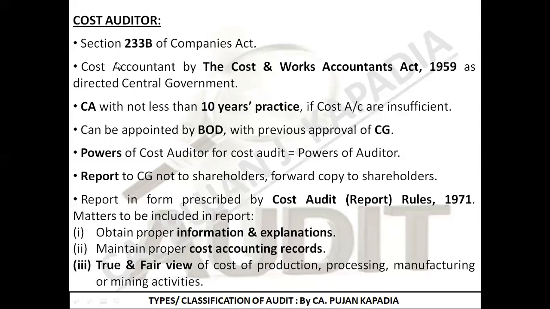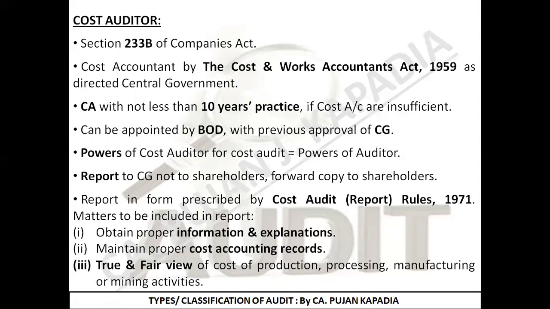So any ICWA or CMA professional, technically we are going to call them a cost accountant, who is qualified under the Cost and Works Accountants Act 1959. If not, if there is insufficiency, for example, there is a requirement of 10 lakh cost accountants, and as on date, suppose there are only 7 lakh cost accountants who are qualified under this act, then how to fulfill the vacancy of the remaining 3 lakhs?